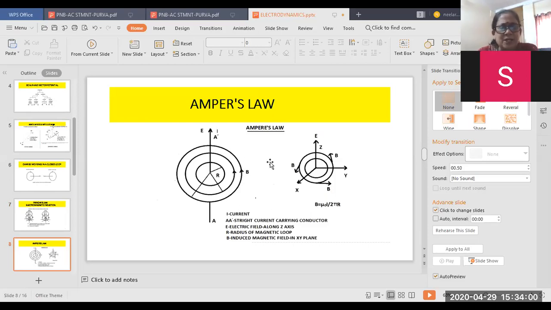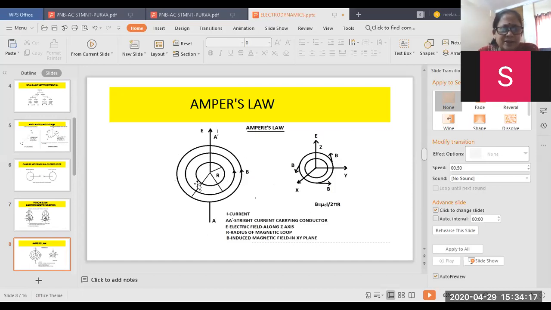We require an external magnet. So if the magnetic flux linkage changes, electric current is produced. But here what is happening? Electric current is flowing and magnetic field is produced. Okay. And how is the distribution of the field?